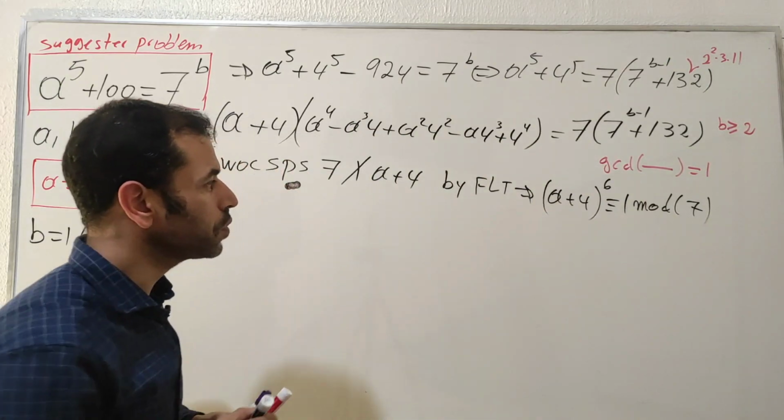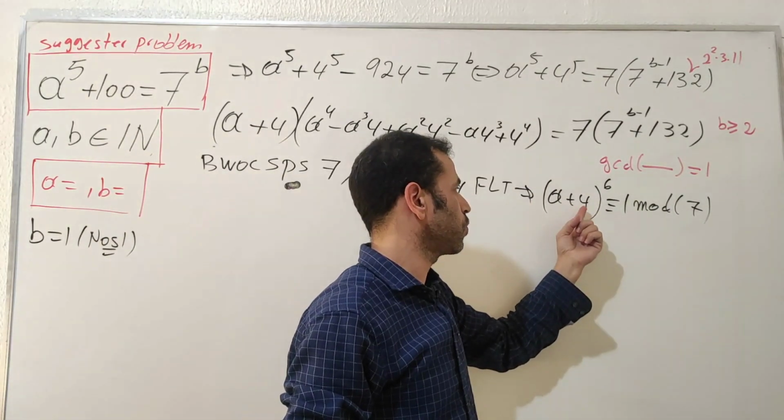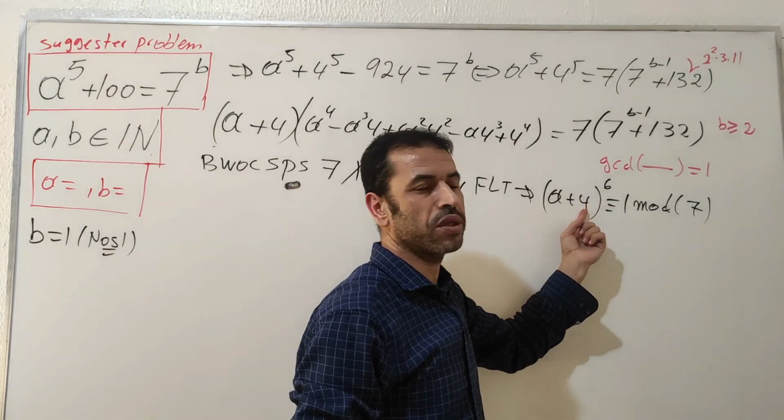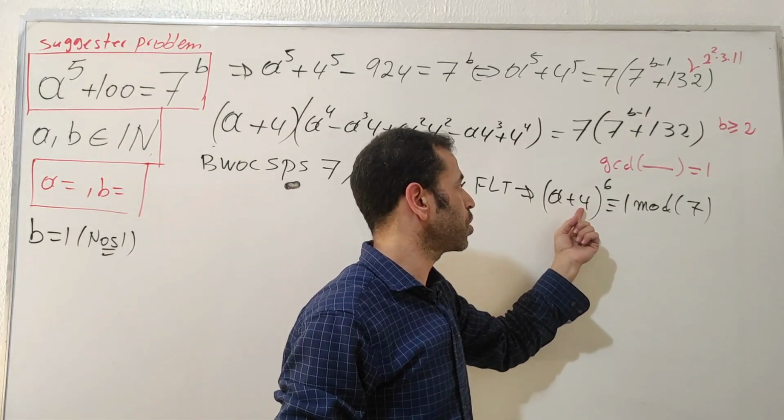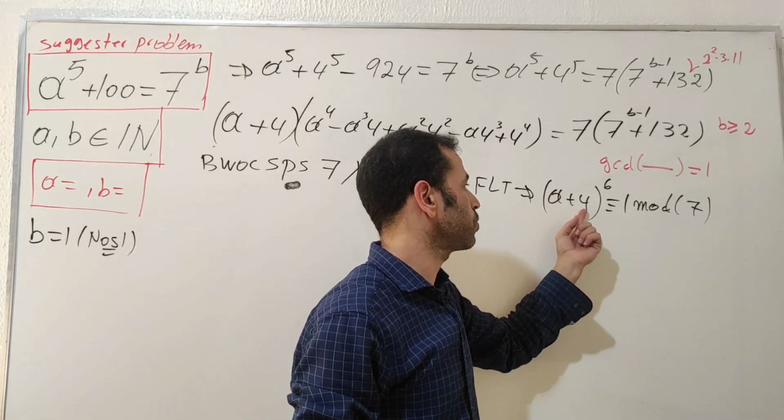Okay, let's make some derivation here. I'm going to convert this number 4 to minus 3. How come? Because 4 equals 7 minus 3. Okay, so 7 will be 0, I will be left with minus 3.